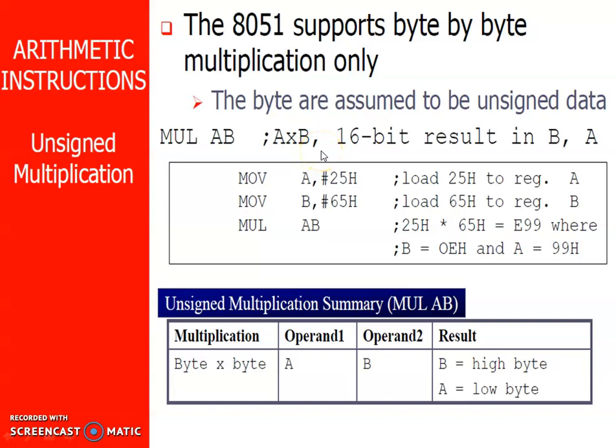Hello students, in the last video we have seen the instructions for multiplication and division. So just a recap of that. Here 8051 supports byte by byte multiplication that we have discussed, and the instruction is MUL. The operands are A and B. So when we multiply two 8-bit numbers, the result will be 16-bit, which is stored in A and B. The lower byte is stored in A and the higher byte is stored in B.